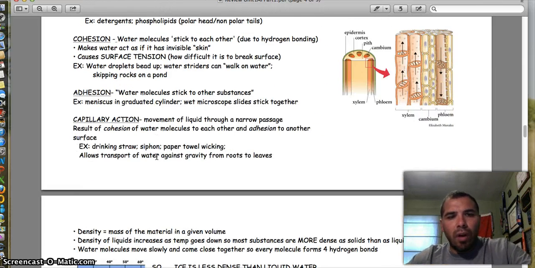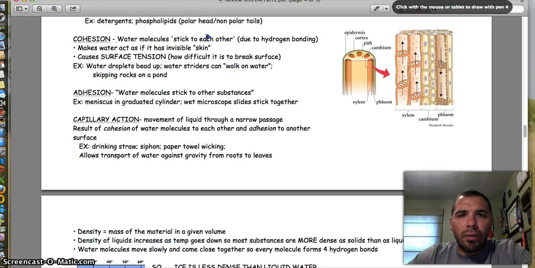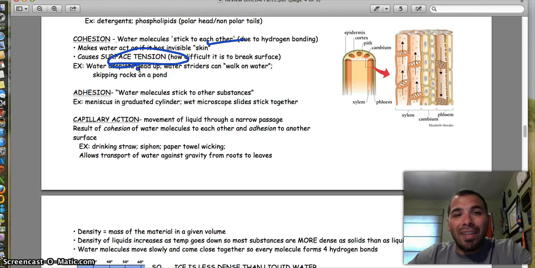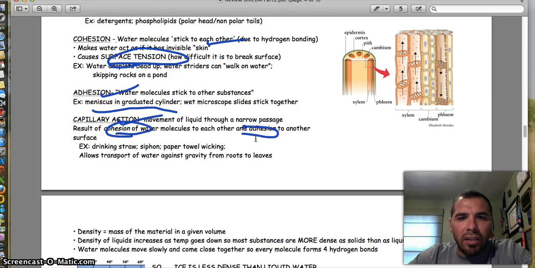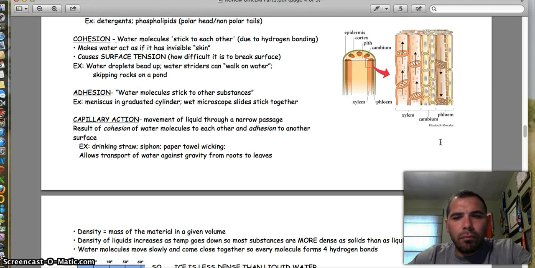Cohesion is another one of those properties. So water molecules stick to each other due to hydrogen bonding. There's your surface tension, not surface detention. Adhesion we talked about, the meniscus in a graduated cylinder, capillary action, cohesion of water molecules, and adhesion. So this has both properties there.